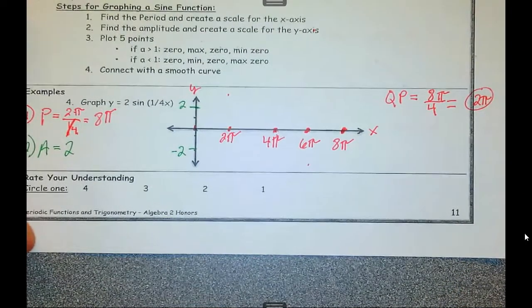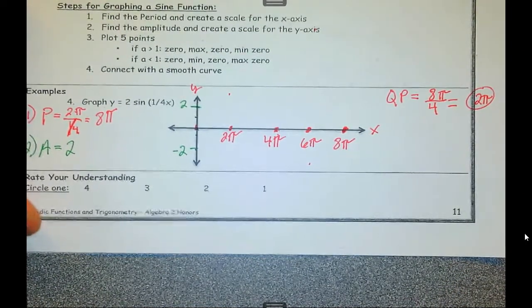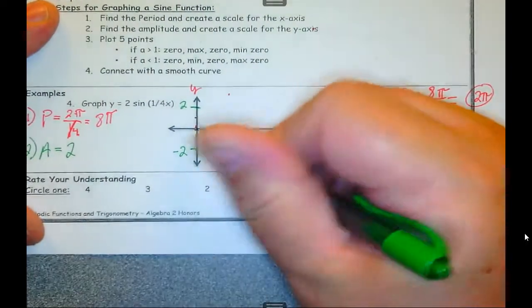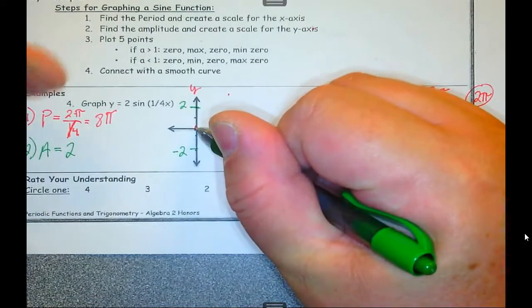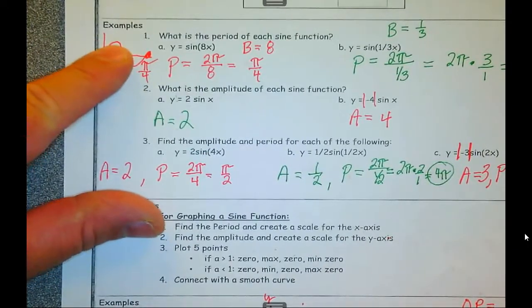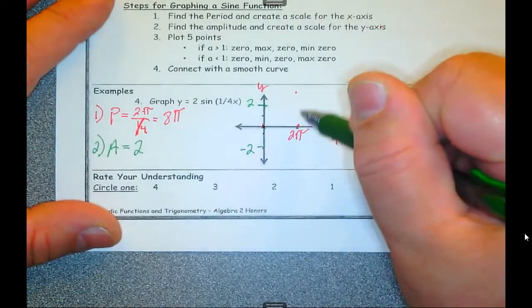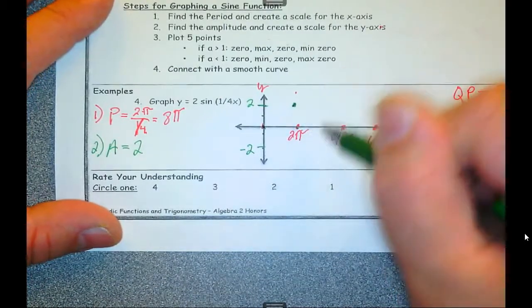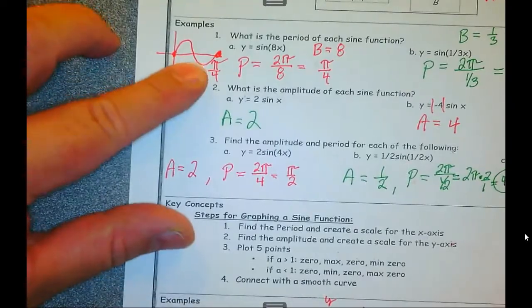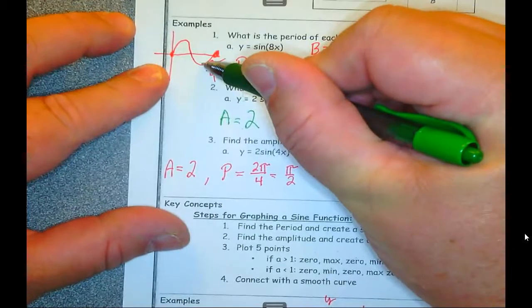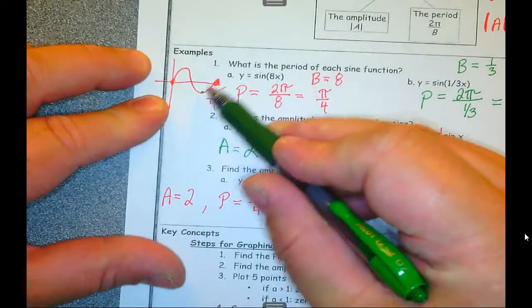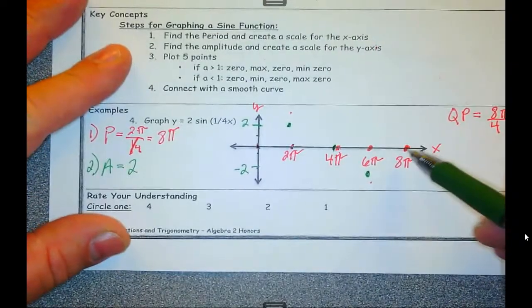Sine function starts at 0. Let me use green. Starts at 0, goes to the max. Do you guys see it? See it up here? Starts at 0, goes to our max. So the next point goes to the max at 2. Then the next point goes back down to 0. Okay, then it goes to the min. So the next point is the min at -2. Then it goes back up to 0.